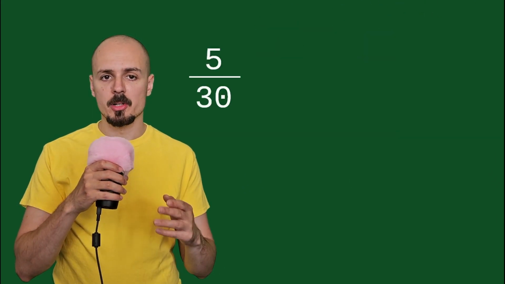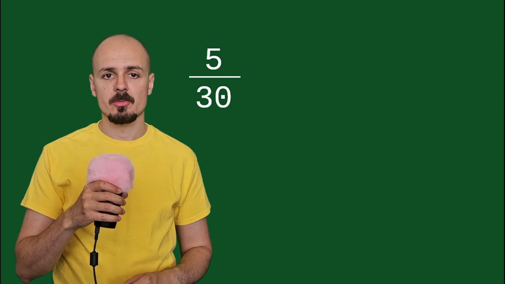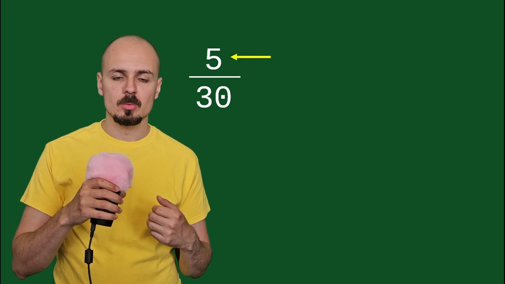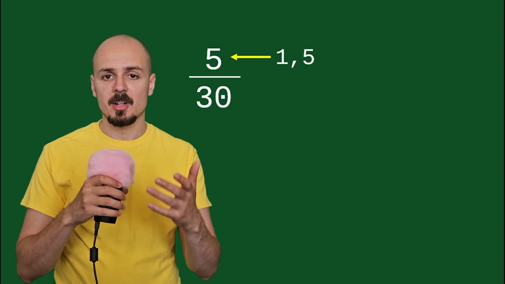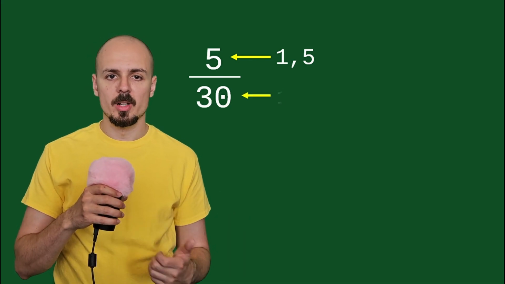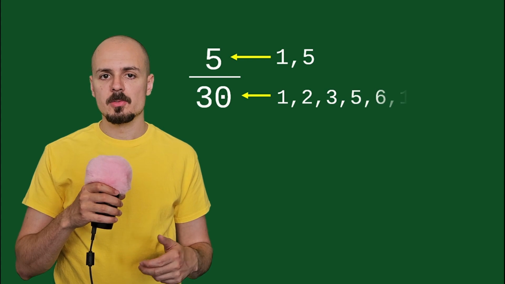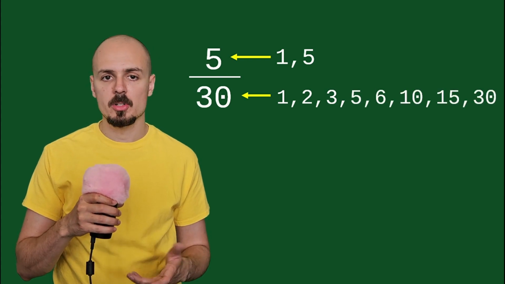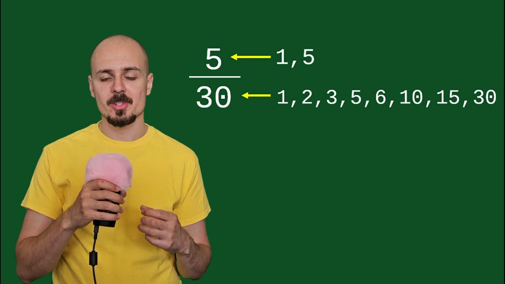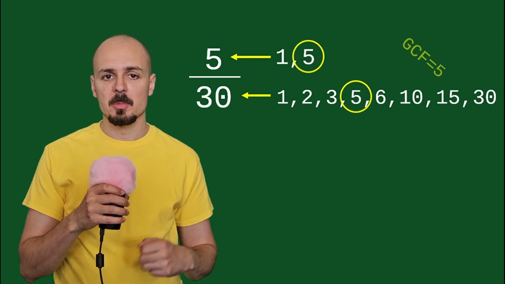Let's do another example. Say we have 5 over 30, and we want to reduce this fraction. What are all the factors of 5? Well, 1 and 5. After all, 5 is a prime number. And the factors of 30 should include 1, 2, 3, 5, 6, 10, 15, and 30. The largest number from each of these lists is, of course, 5, so that's our greatest common factor.